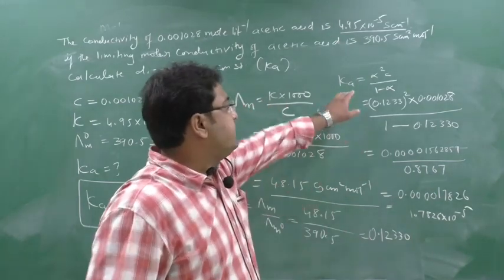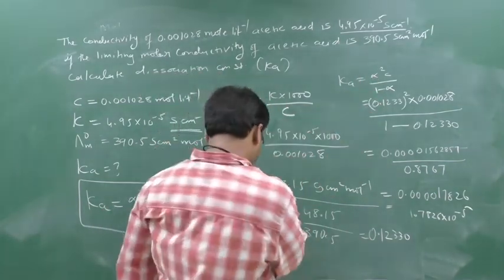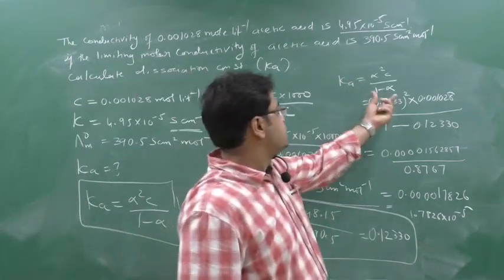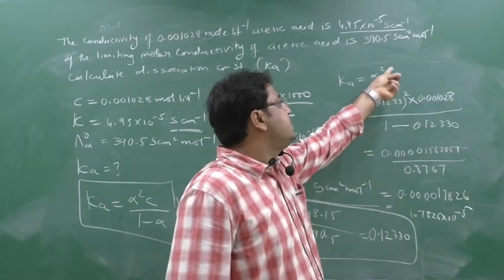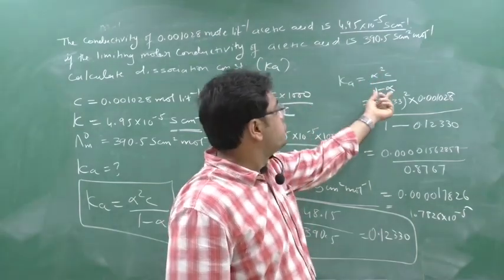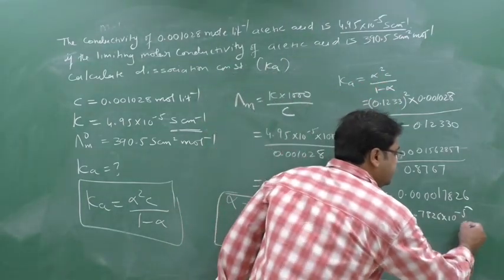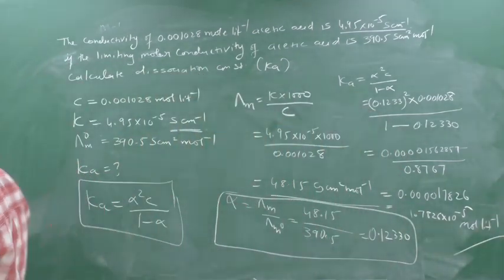Now see here, what can be the unit for Ka? Alpha has no unit because it is a ratio. Yes or no? Unitless. So alpha has no unit, which means this also will have no unit. Only the unit of C matters, so the unit depends on C, and the unit of C is mole per liter. So your answer is in mole per liter. So many questions are given based on this.